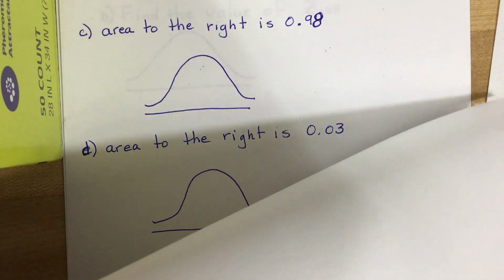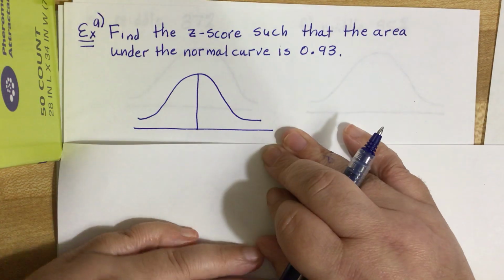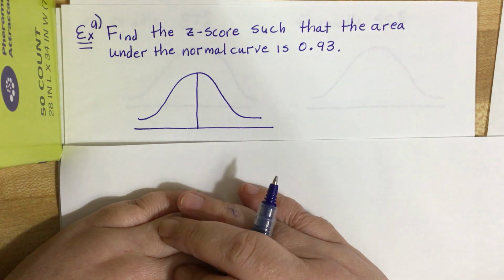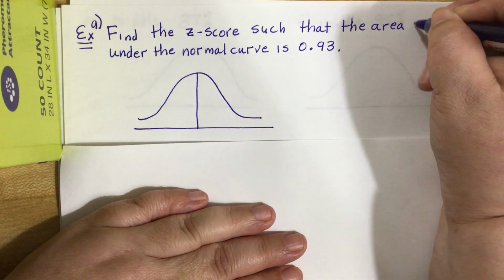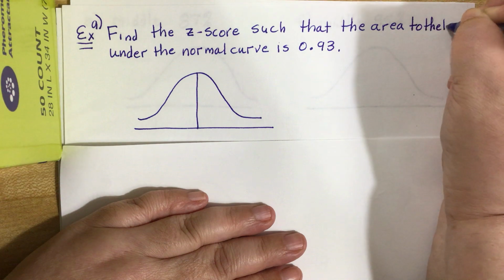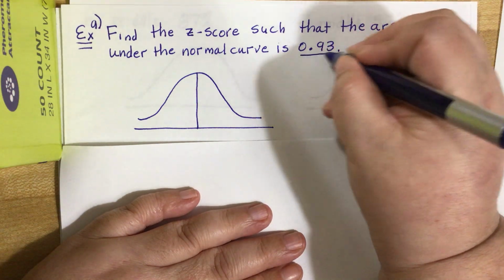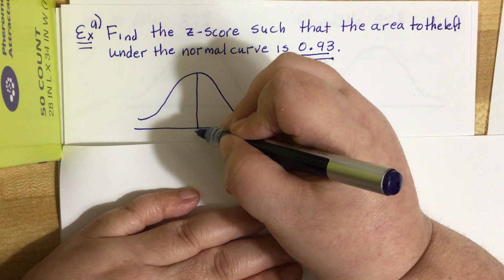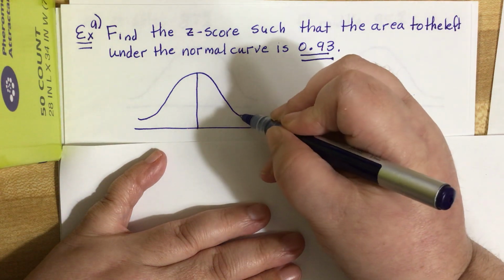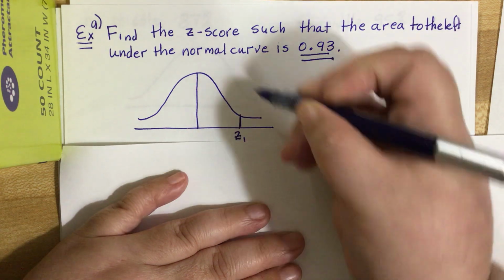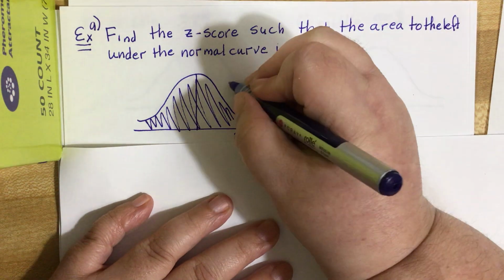All right, so let's go to the next set of stuff. This is kind of going backwards, okay? So it says find the z-score this time, such that the area under the normal curve is 0.93. And that should say that the area to the left under the curve is 0.93. So 0.93, if it's 0 or below, is going to be an area that is 0.5 or below. So 0.93 is going to be an area up here. So we're looking for a z value such that this whole big area is 0.93.